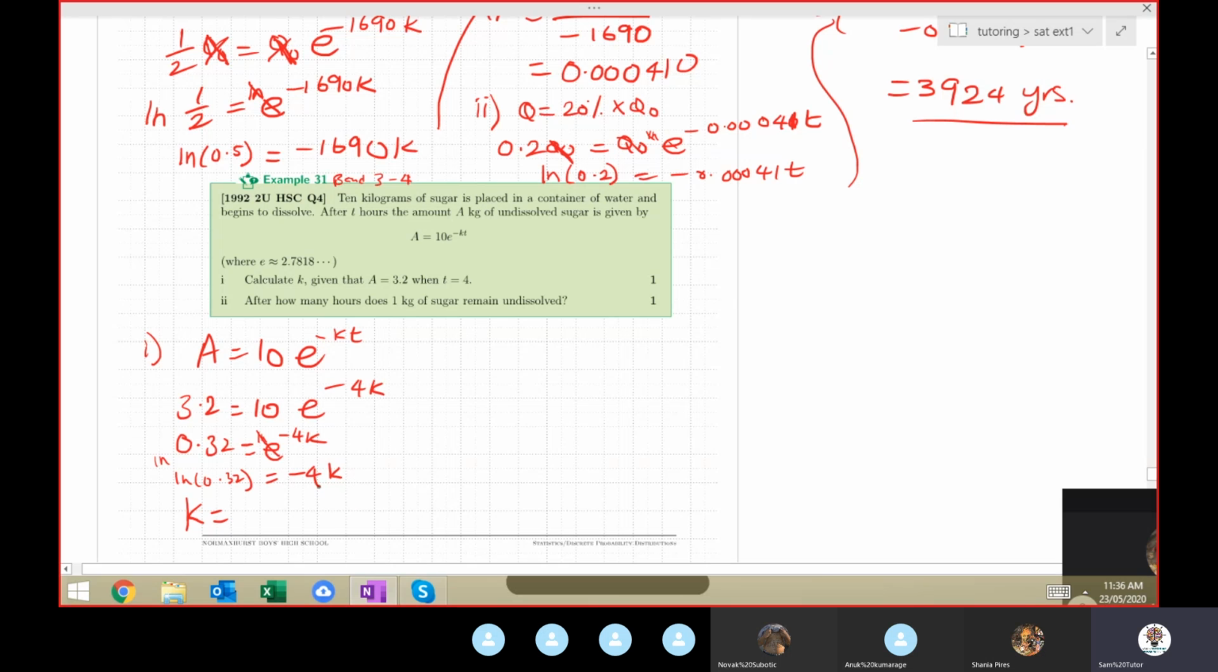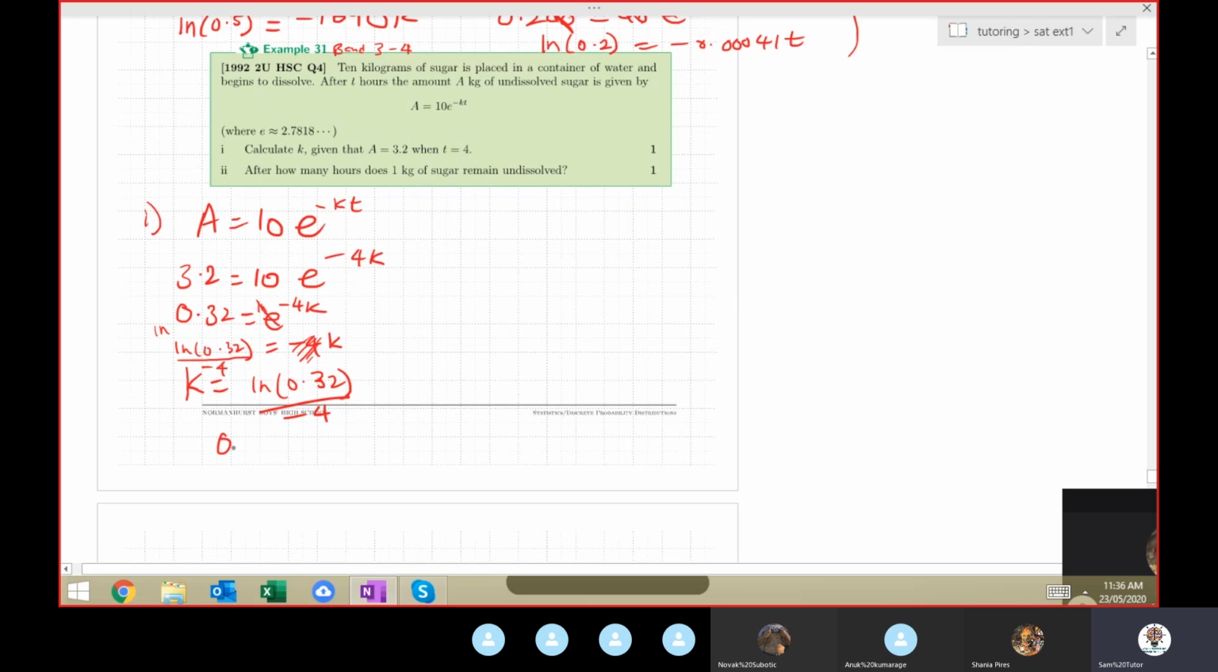You just want k. What do you do with the negative 4 now? Divide. Yep, that's right. Divide by negative 4, and you're done. And again, you guys know you're going to use this. That's just how it works when you find k. So what you do when you find an answer is log 0.32 over negative 4, which is 0.282849.